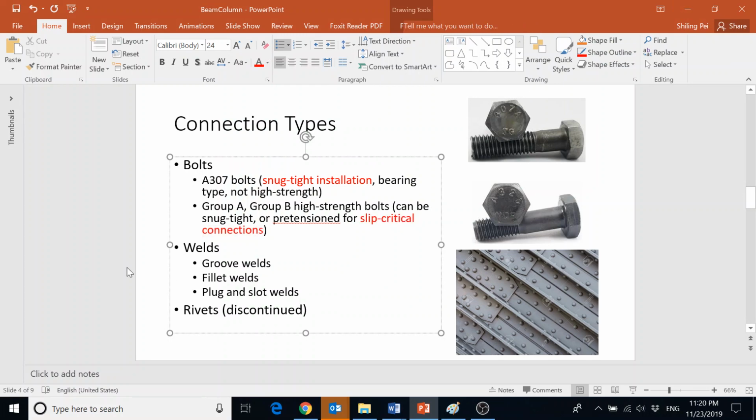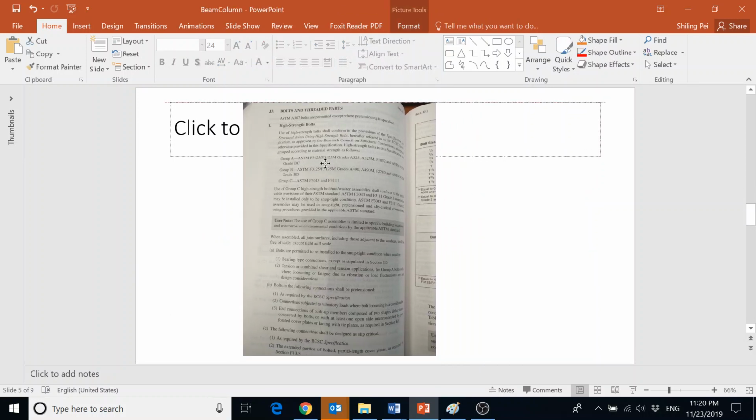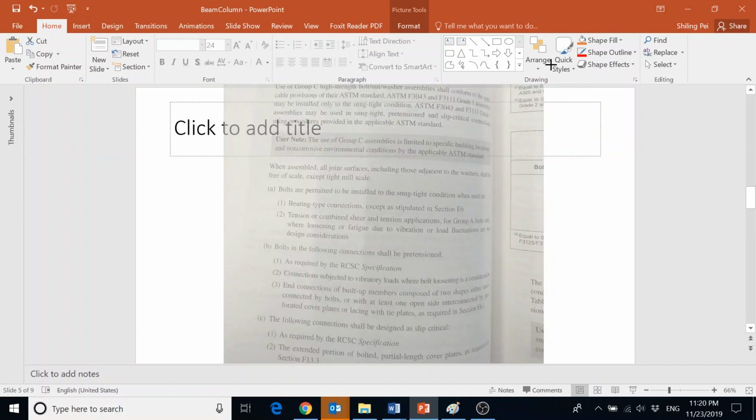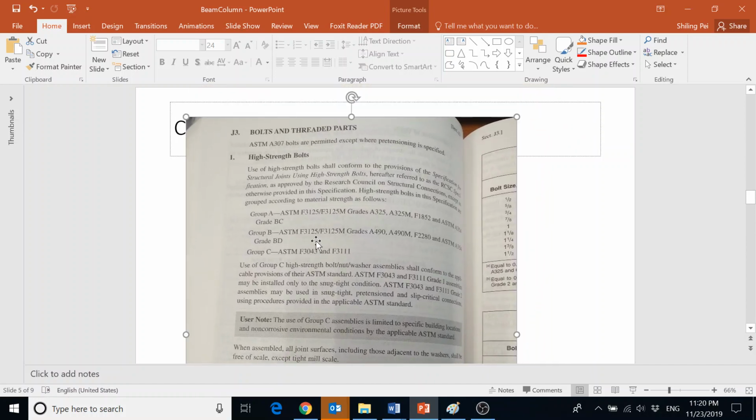The discussion about the two types of bolts, you can actually read them in chapter J3, right? Because it basically says A307 bolts are permitted for any connection unless pretensioning is specified. So basically, as an engineer, you can actually achieve the same amount of capacity with either one of them.